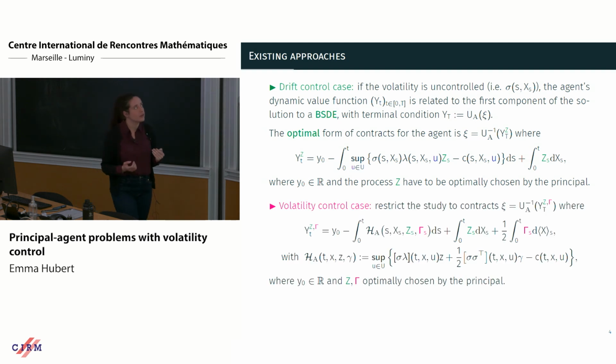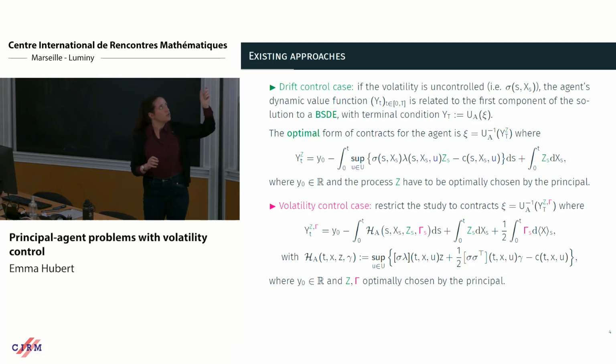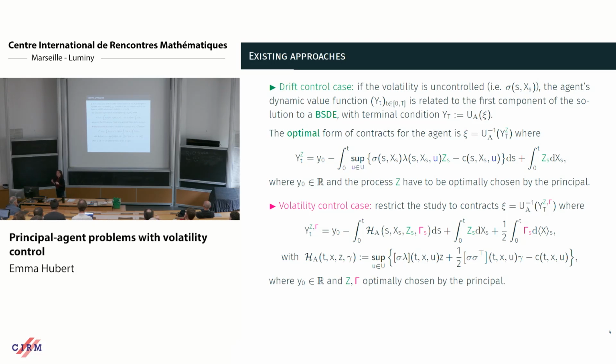Okay, now if you go to the volatility control case, same, the idea is to find this nice form of contract. So the form of contract is that one here. Same, you have this Hamiltonian part. Now in there you have to take into account this volatility control, but that's the Hamiltonian we have in stochastic control also. You still have the Z dX integral that's going to incentivize the agent to make some effort on the drift. And finally, you have an additional part here, which is the gamma d bracket of X integral. So this gamma is an extra parameter that can be chosen by the principal also. And basically, this part of the contract is going to incentivize the agent to make some effort on the volatility.